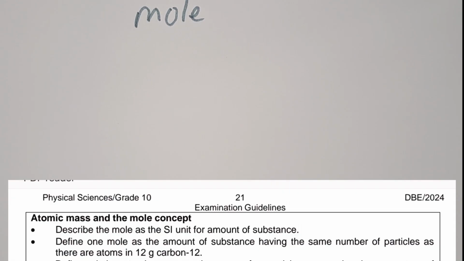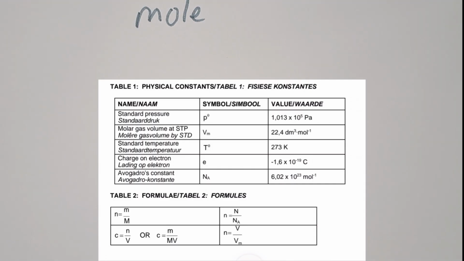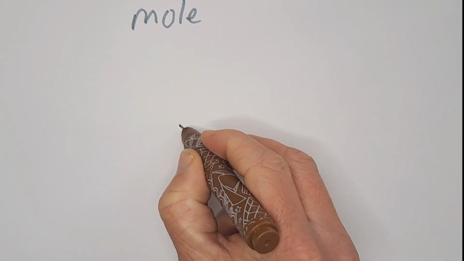And he got to the examination guidelines for grade 10. And there he read that 1 mole is defined as the amount of substance having the same number of particles as there are atoms in 12 gram carbon 12. So to calculate mole, there's going to be 4 formulas that you're going to see on your formula sheet. So the 4 formulas is what I'm going to talk about in this video.